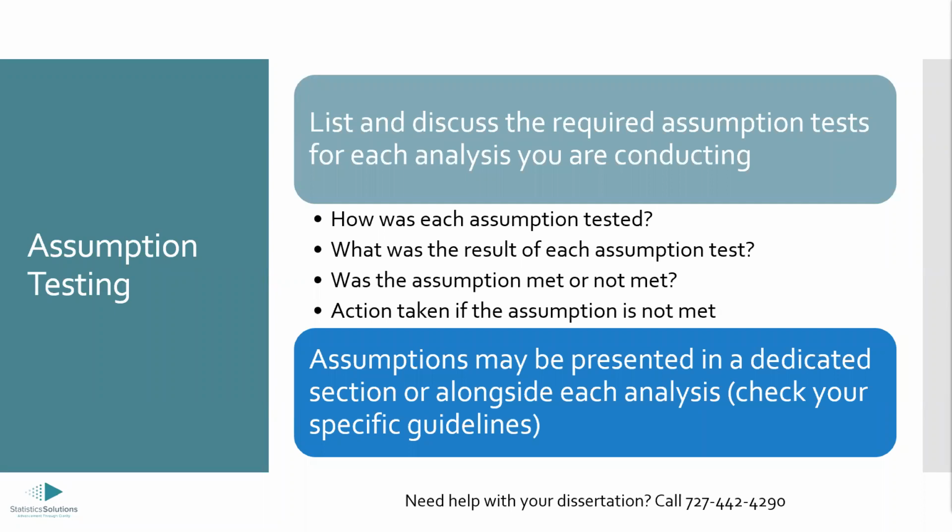And then if the assumption was not met, you'll want to discuss any action taken to account for the fact that the assumption was not met. So if you failed to meet the assumption of normality, what are you going to do about that? Are you going to transform the variable in some way in order to make the data normally distributed? Or are you going to run an alternative test, like a non-parametric test, to account for the fact that normality was violated? You want to state specifically what course of action you're going to take if any assumptions are violated.